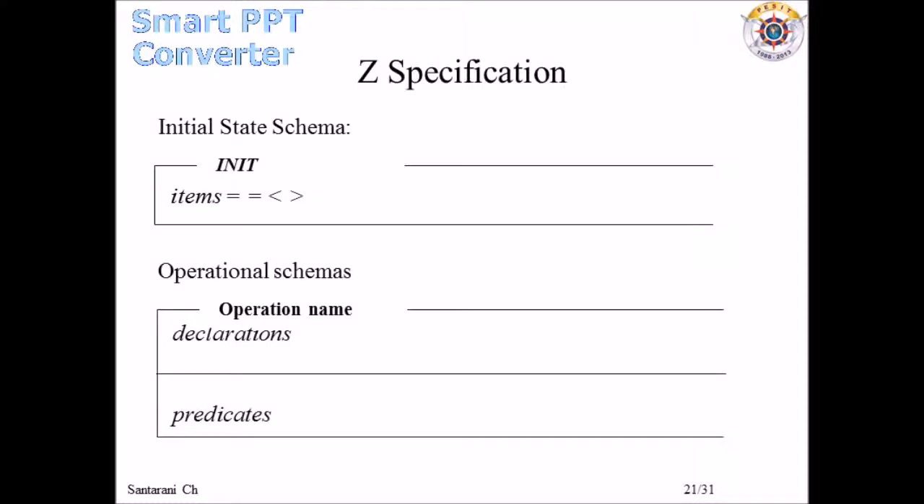Next we are going to define the initial state schema, Init. First we need to write the keyword Init, then items equal to whatever we need. First we are defining it as an empty sequence. Operation schemas have an operation name and declaration. First we have to declare the operation and then the predicates. Like in the above example, we have max defined as the predicate.